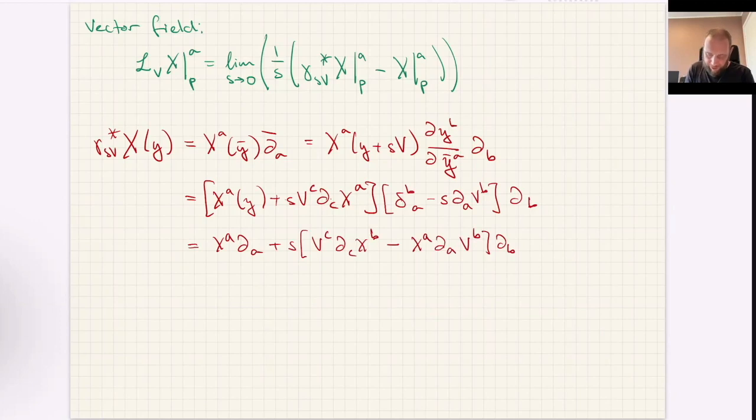Of course, once I have this, I can rename these indices A again because I have no A's in these terms. So this here is what is called the commutator, or it's a component of the commutator of the vector fields. So this is, by definition, the B component of the commutator of vector fields.